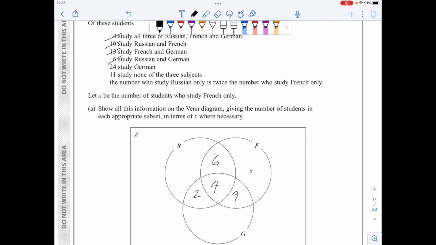And then 24 study German, which means that the sum of these 4 regions will be equal to 24. I've already got 15 there, so I need an extra 9 for German only. And then 11 study none of these, so I've got 11 outside. I'm left with 1 region here, and I'm being told that the number who study Russian only is twice the number who study French only. I've got x studying French only, so 2x should be written in this region.